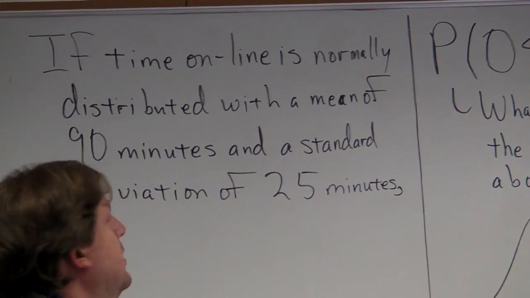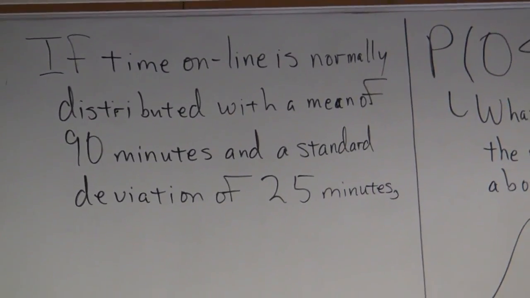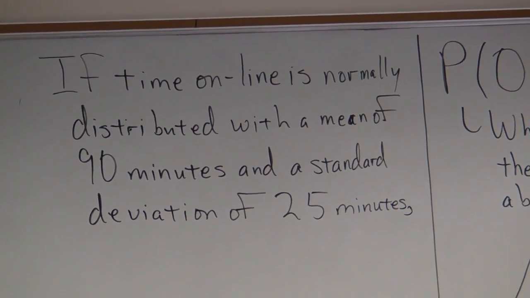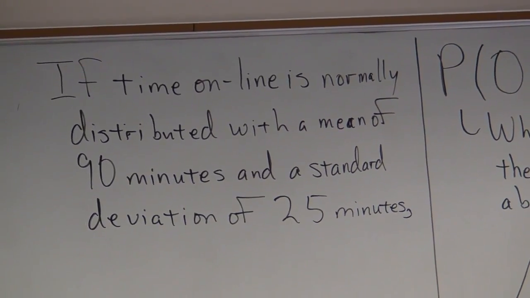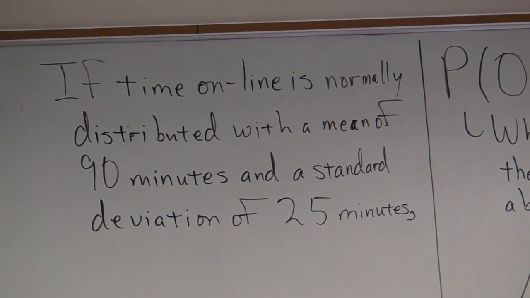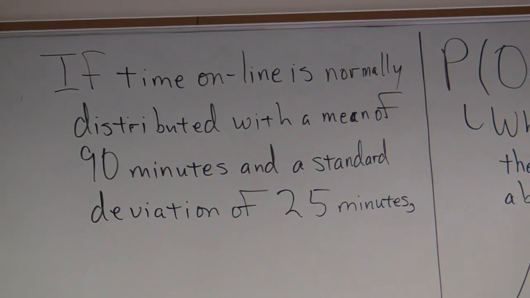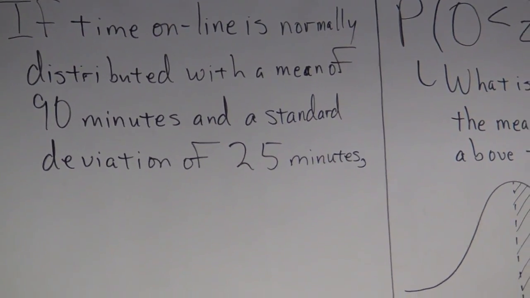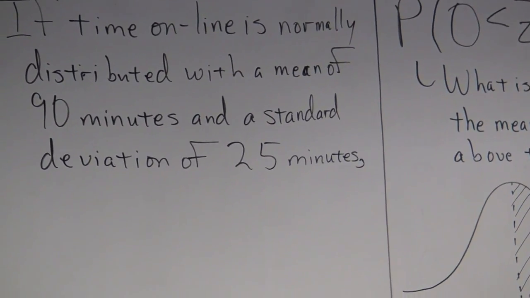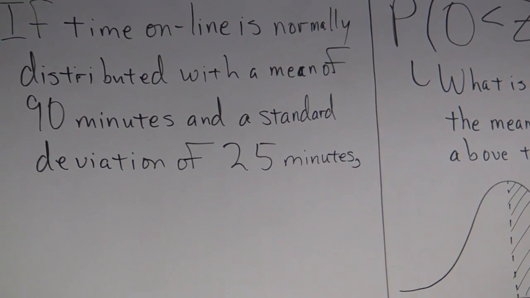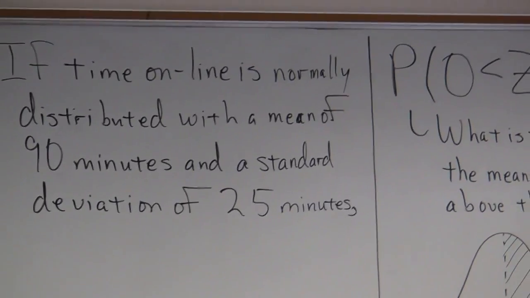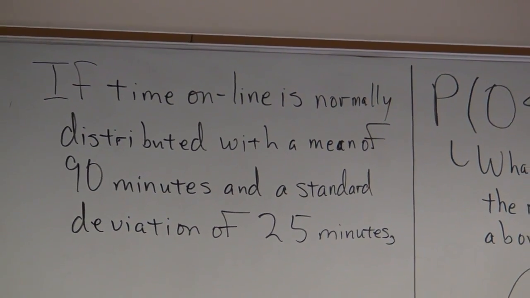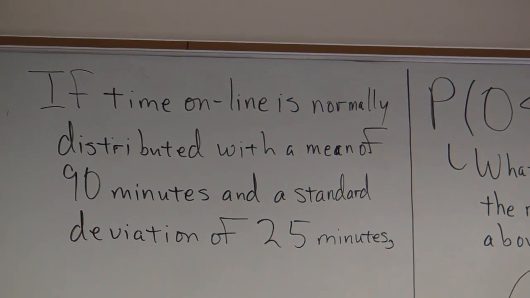So let's start off with this. Let's say the amount of time that a student spends online is normally distributed with a mean of 90 minutes and a standard deviation of 25 minutes, excuse me, 25 minutes. Now this may not be accurate whatsoever, but we're just going with the example. So, we have this information. We think this is how students behave with the amount of time they spend online.